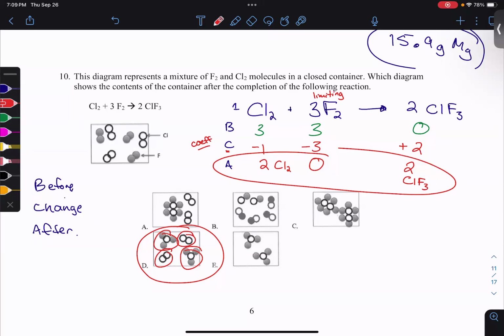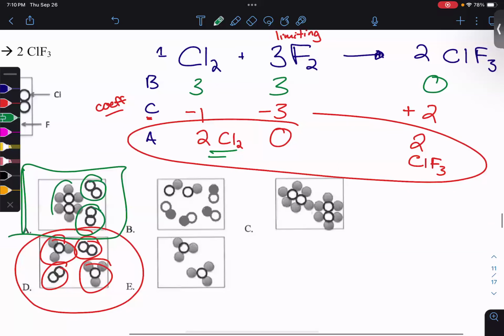Do you know which one I got wrong? It was this one, right? Guess which picture I chose. Which one do you think I chose? A. I chose A. Why did I choose A? I knew this question was trying to get me to determine that there are chlorine molecules left over. And I got that right, but what did I get wrong? I thought that the 2 ClF3s were bonded together. They're not, they're separate molecules, all right?